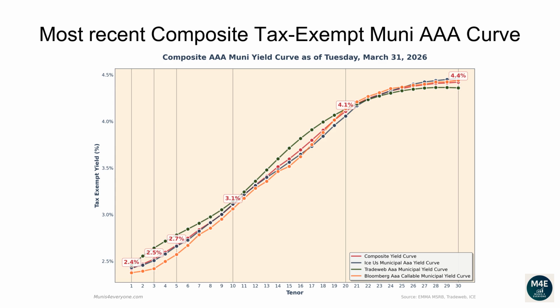The one-year composite tax-exempt yield is 2.42%. The two-year yield is 2.47%. The three-year yield is 2.52%. The 5-year yield is 2.67%. The 10-year yield is 3.1%. The 20-year yield is 4.11%. The 30-year yield is 4.42%.